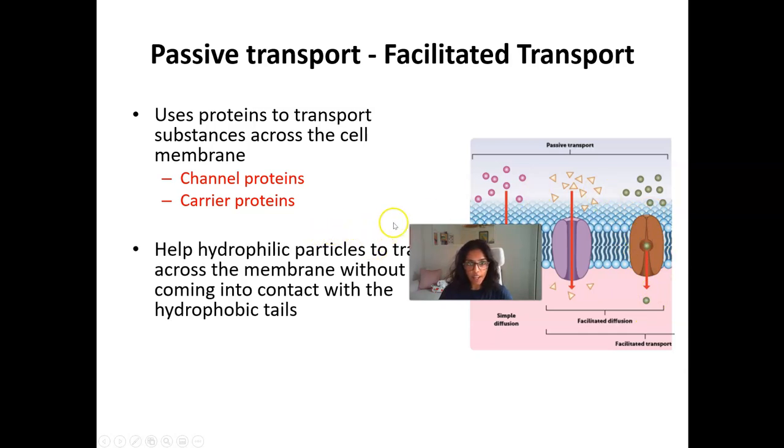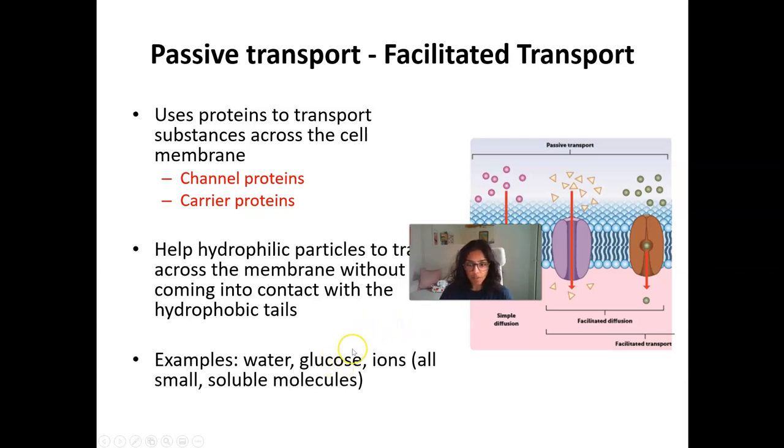Now, the reason why we have these channel proteins and carrier proteins is because some molecules are unable to get across the membrane because they are hydrophilic, and that means that they are water-loving, and the tails are hydrophobic, and they will repel them. So examples that you should know about that require channel and carrier proteins are water, glucose, and some key ions such as sodium and potassium, which we've mentioned before.